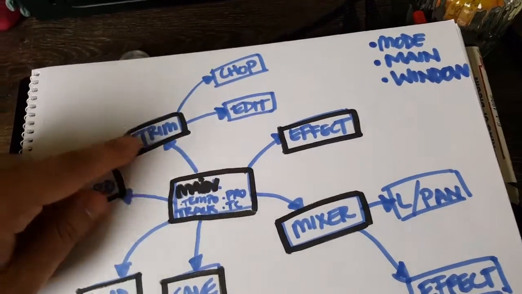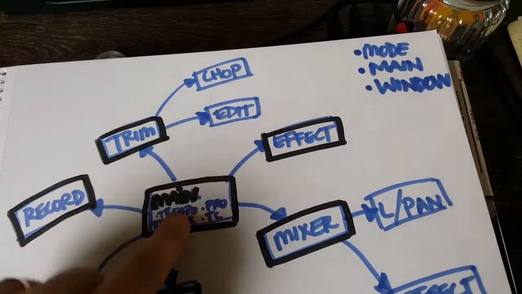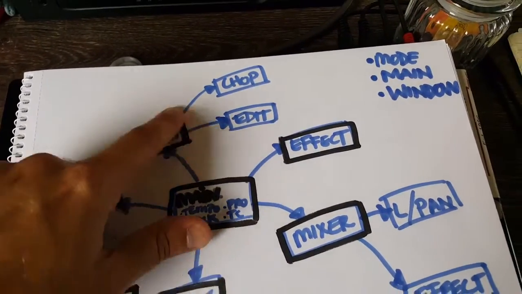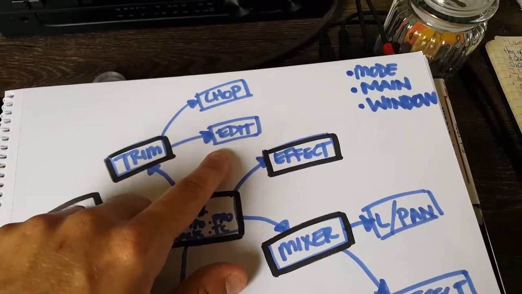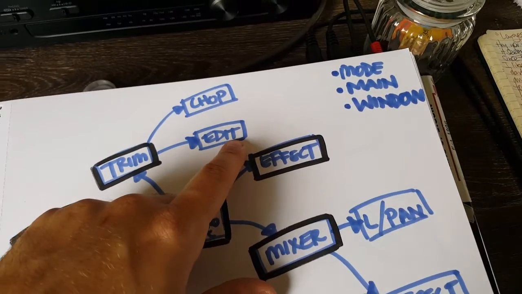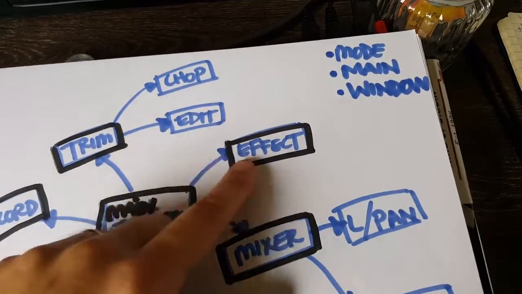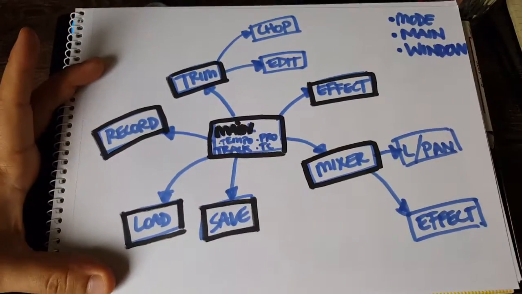Okay, the last one is the trim. This is basically after you've recorded, you could then, from the main menu, go back to the trim. The trimming is basically you're messing with your sample. You can either chop it or you can edit it. You're not going to add effects, but you can normalize it. You can trim it. You can chop it. You can do whatever you want. That's basically the flowchart, guys.